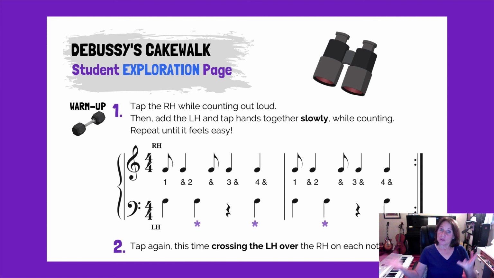Then, as far as getting to the part of the song where the student crosses over, they're going to tap this same example, except this time all the notes that have a little asterisk, they're going to have their left hand cross over their right hand. So tapping will look like 1 and 2 and 3 and 4 and 1 and 2 and 3 and 4. That's a really good way to get the feeling of the piece, because that is the characteristic syncopated rhythm of the entire piece.